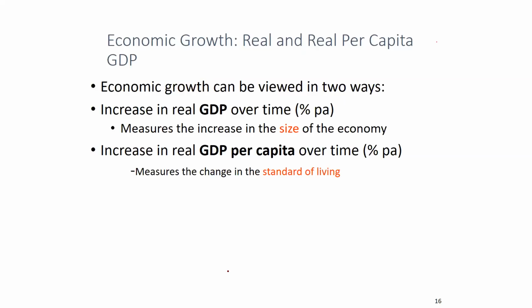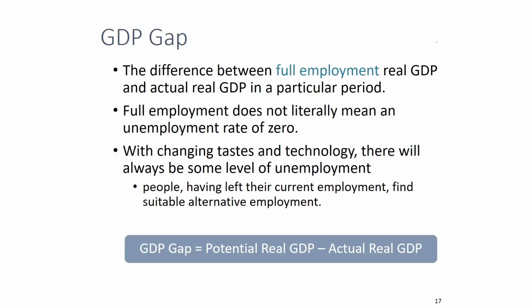Economic growth in real GDP per capita. We have already discussed this in the earlier one also. Increase in real GDP over time. It measures the increase in the size of the economy, as well as if there is an increase in GDP per capita, that also means that people are being better off because they would have more resources or more income to be able to spend.